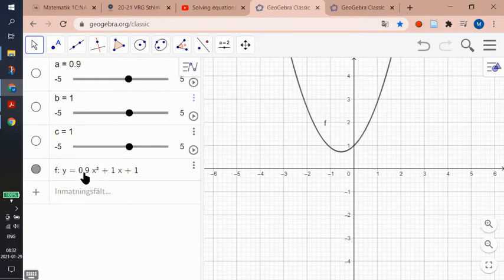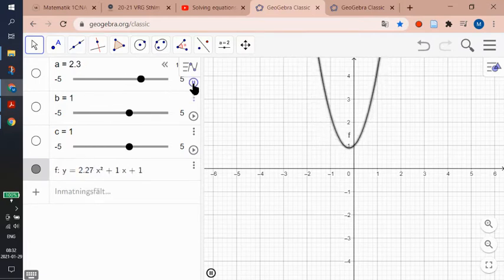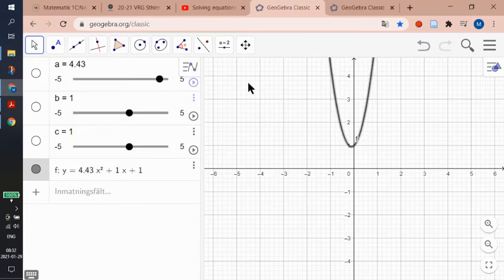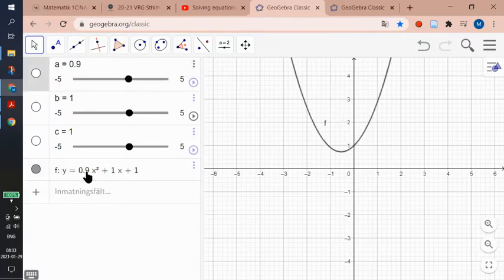Because you can think that for any given value of x, the value here is equal to y, and the y coordinates are in the vertical direction. So a larger value for a means that the y values are increasing faster when x increases, if we're thinking about positive x values. Okay, so let's maybe fix the a at 1 here.